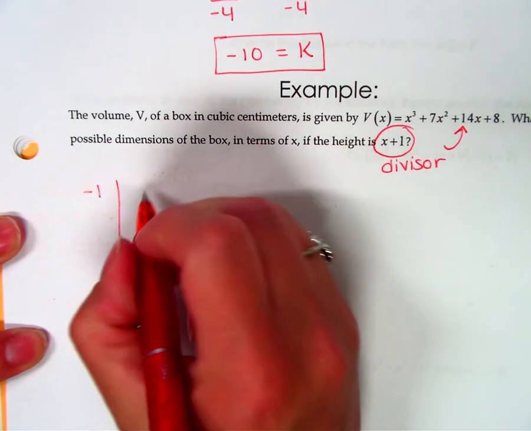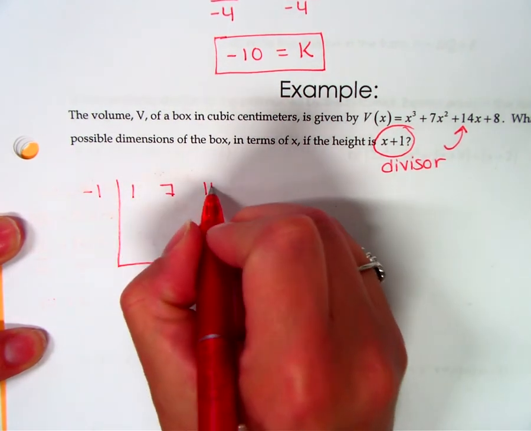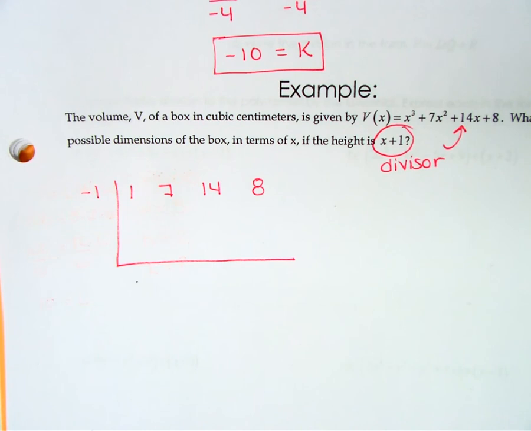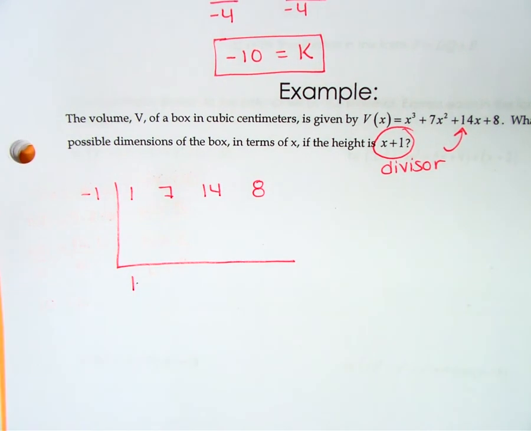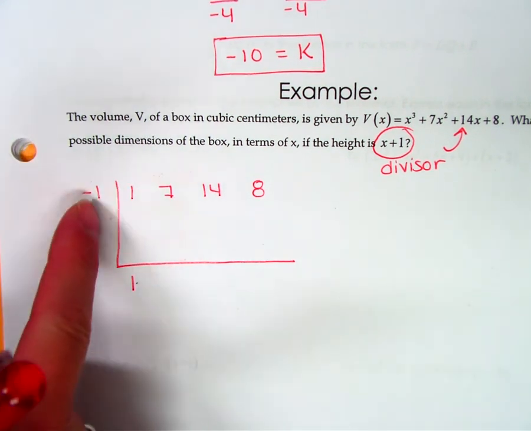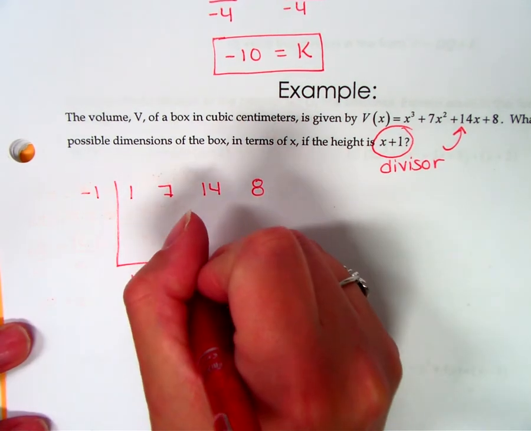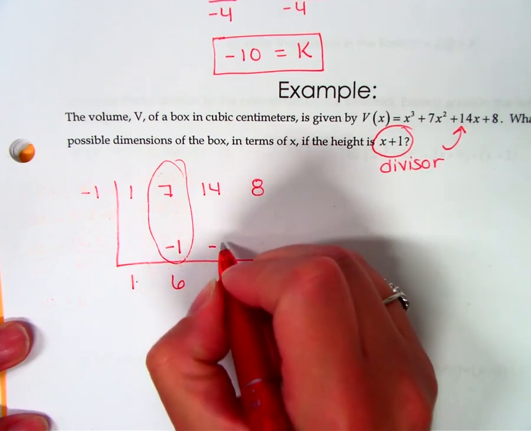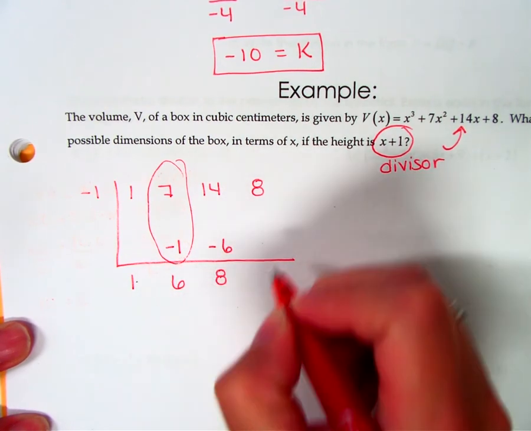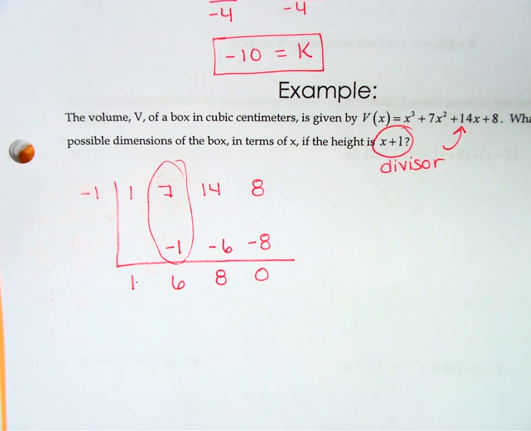So let's set this up. 1, 7, 14, 8. Bring the 1 down. Then what? The magic. The negative 1 times the 1 gives me negative 1, so it goes inside the box, and then I add those. And I knew that because it told me that it was a dimension, so it has to go into it evenly.